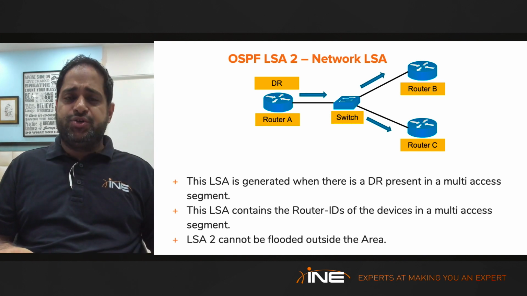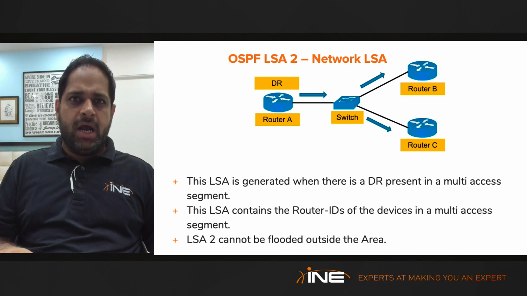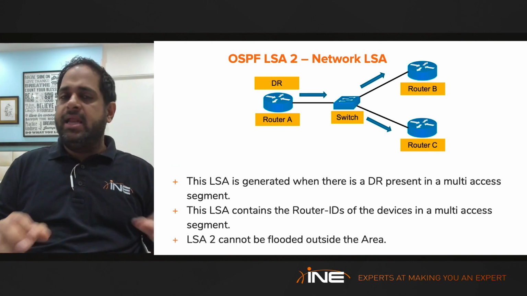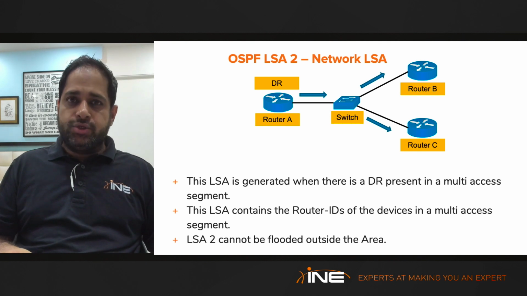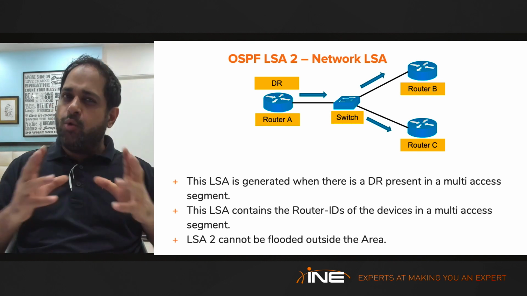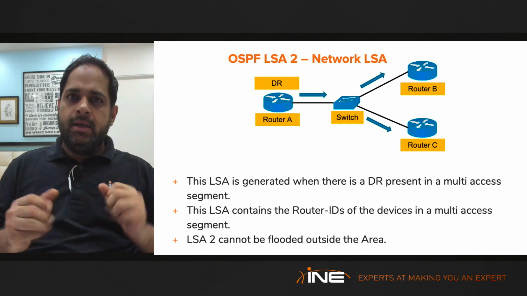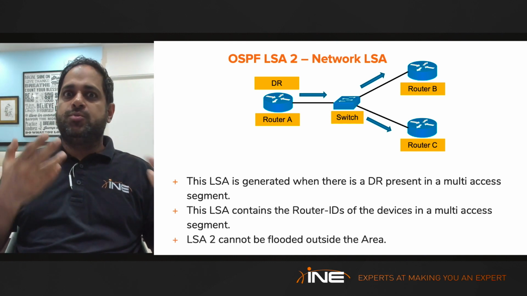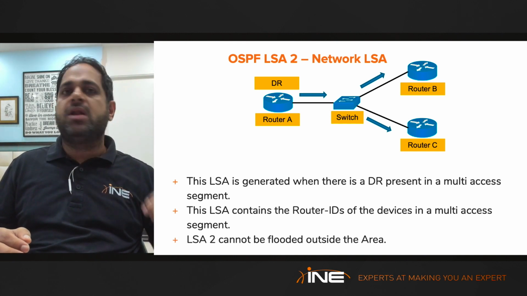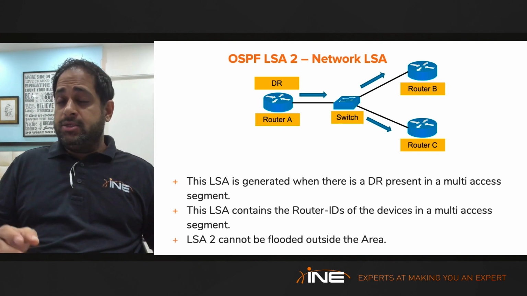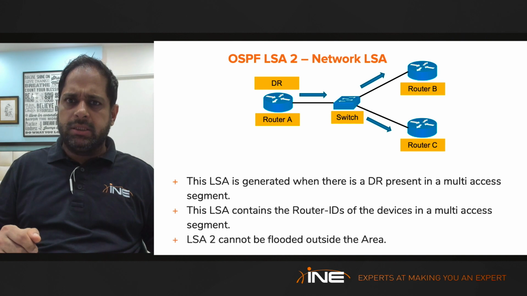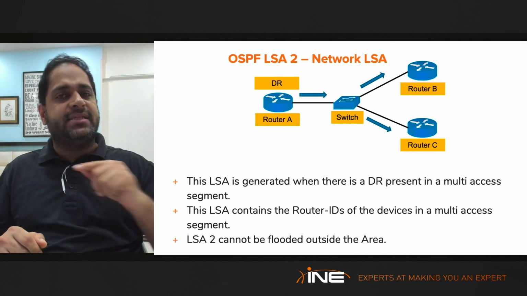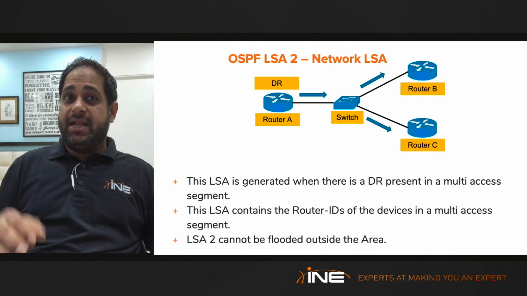Again, LSA2 is something which you would only find within the area. It cannot go outside the area. It cannot cross the border. So LSA1 and LSA2 are only contained within the area. So if I am advertising to my neighbor, that neighbor cannot give it outside the area. So LSA1 and 2 would not go outside the area. It's basically blocked.